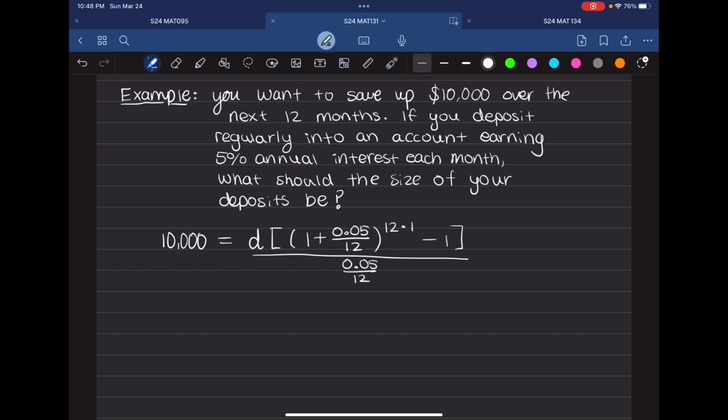All right, so here, if you were using the TVM calculator, you could plug this information in. You wouldn't even need to set up this formula. However, on your exam, you're going to have to know the formula, and you're going to have to use a calculator to be able to figure out what D is.